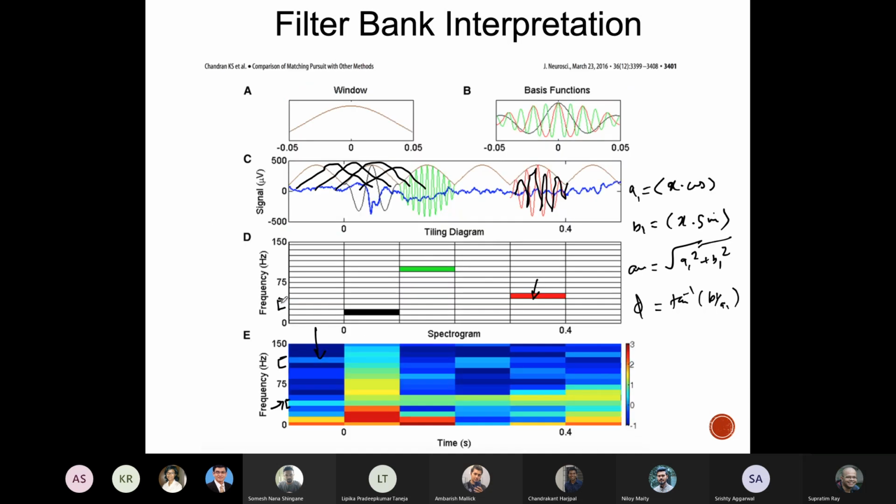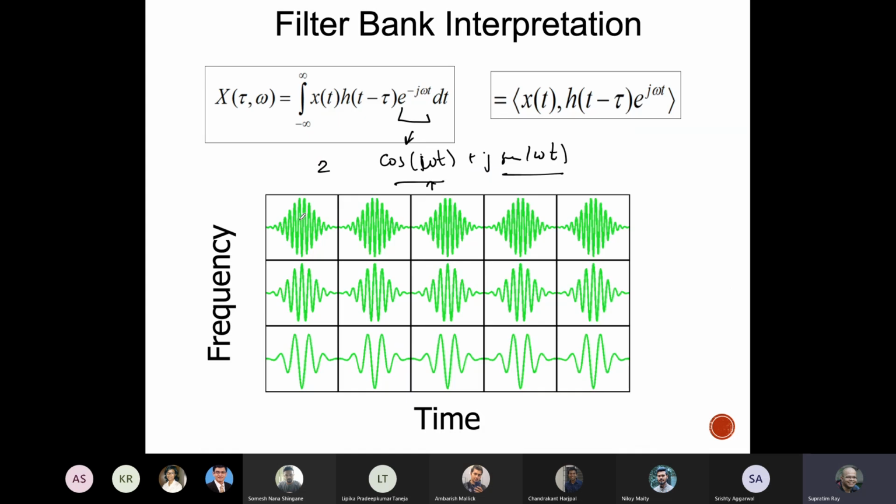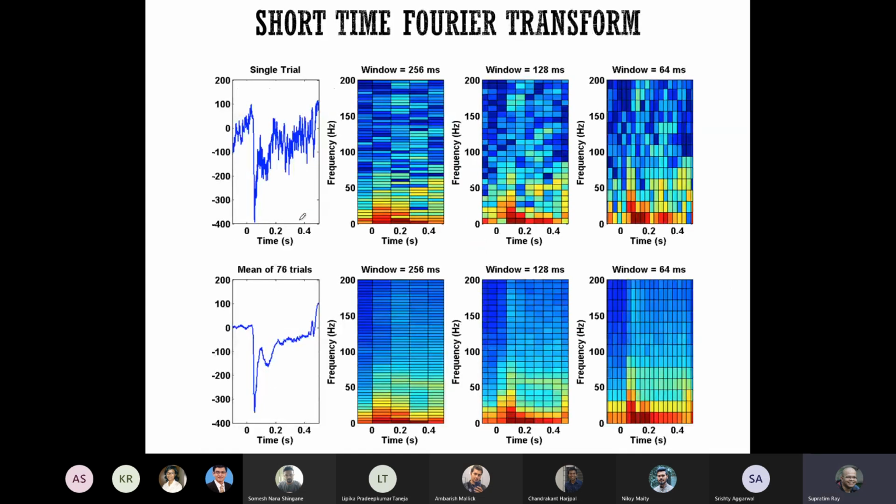It's dependent on the length of the window, right? The longer your window length, the thinner your width. The product of this and this is 1. There are more nuances to this, which I'll cover in the next class.